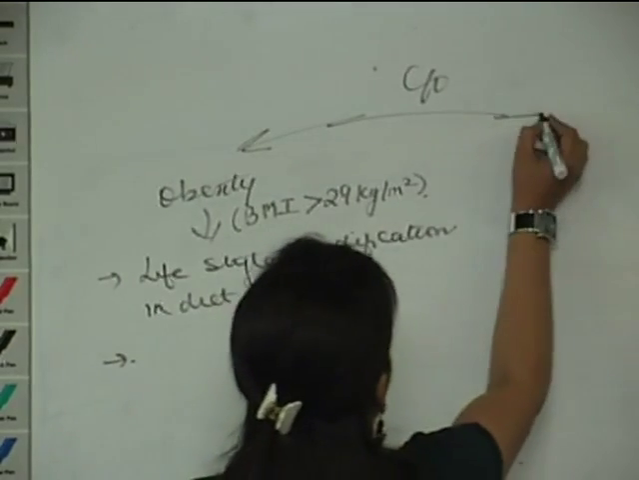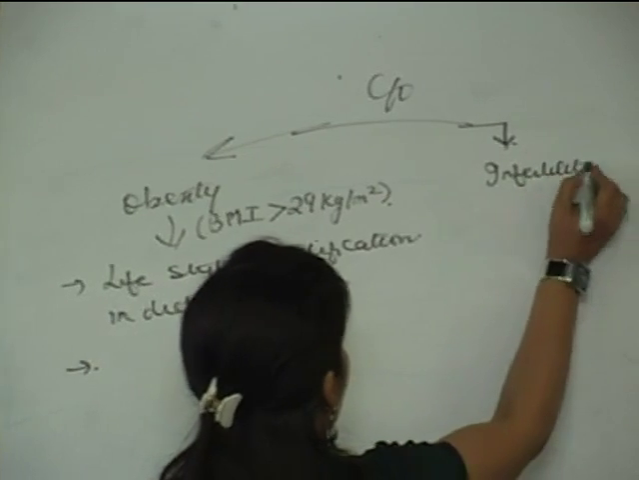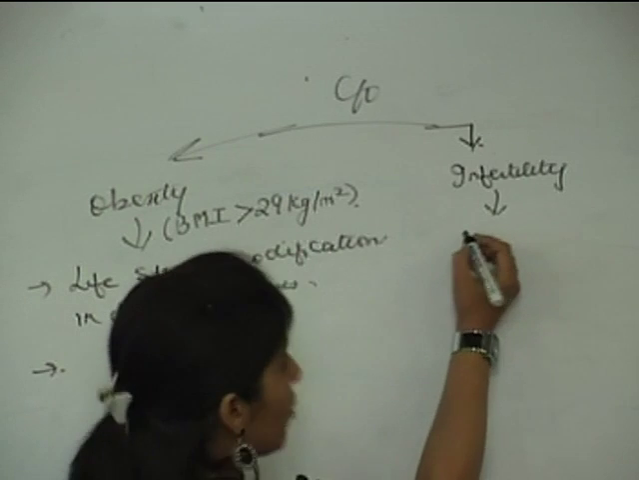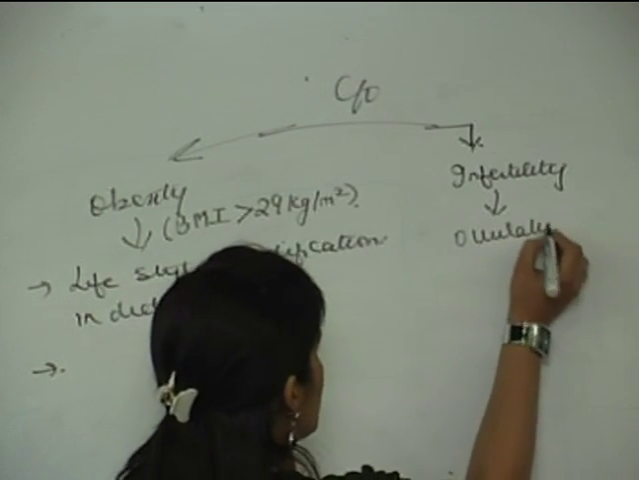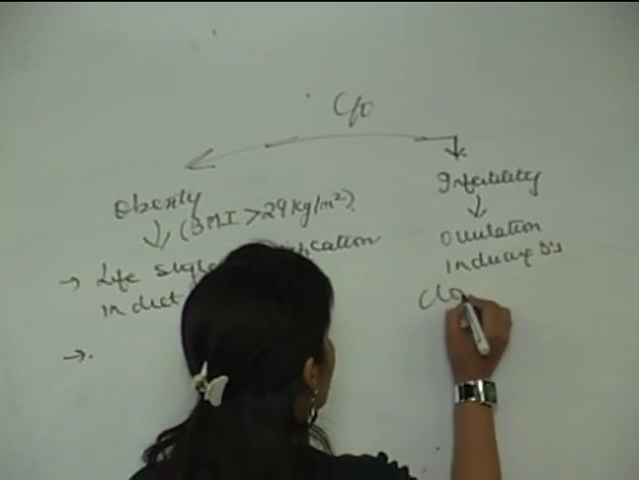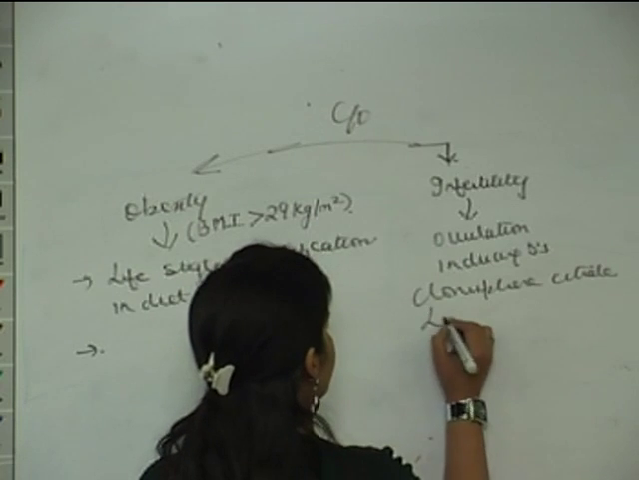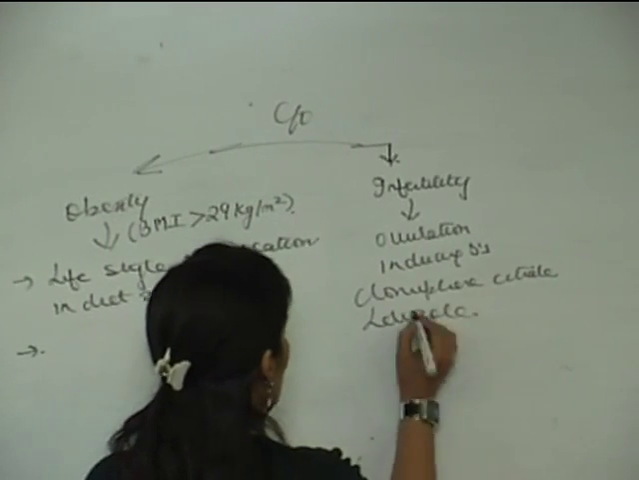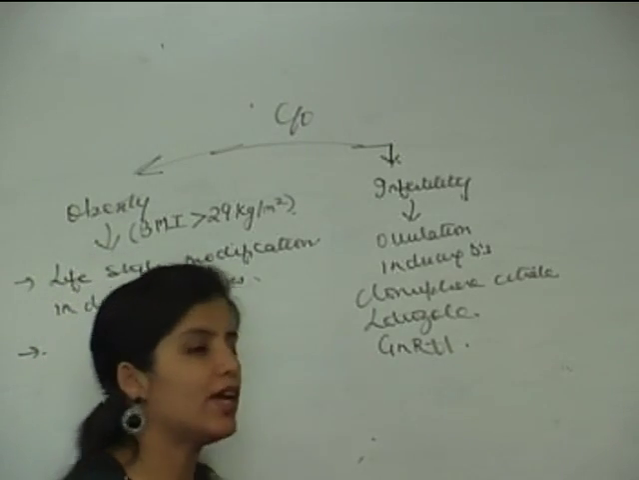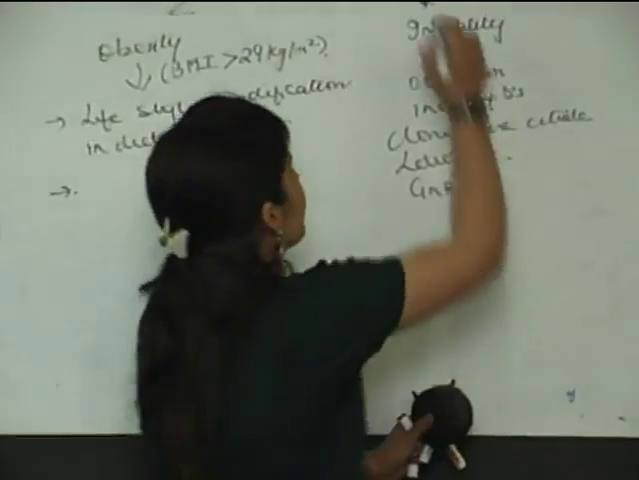If the patient is coming to us with infertility, now infertility in case of PCOD is due to anovulation, so here we are going to advise ovulation inducing drugs like clomiphene citrate, letrozole or GnRH. And as I told you, in case of PCOD, infertility is very easily treatable.